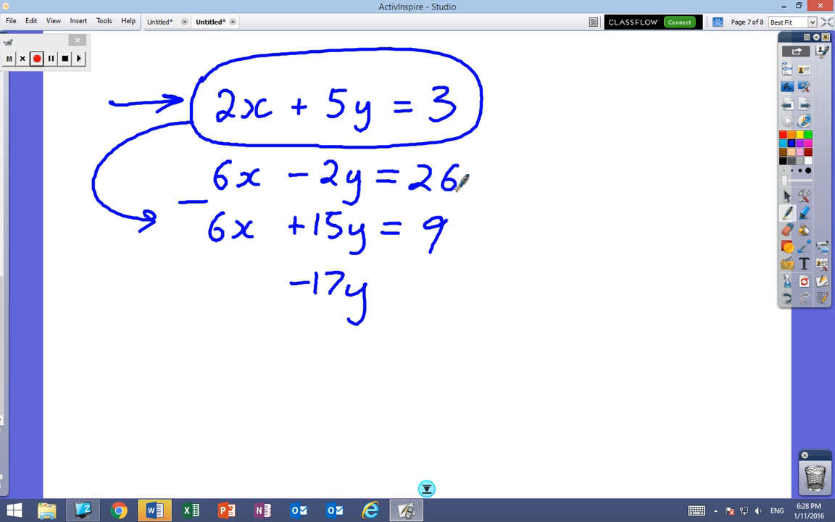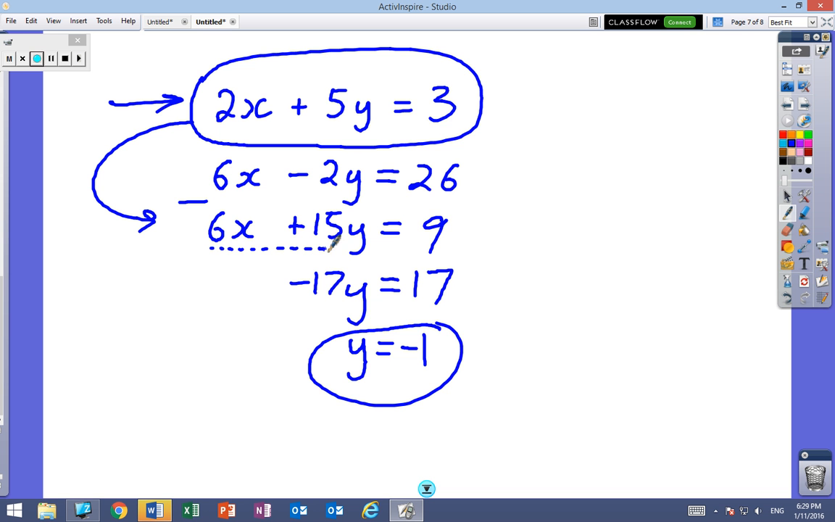And 26 minus 9 is, funnily enough, 17. Divide both sides by negative 17 and I get y equals minus 1. The hardest step here, all the rest is the same stuff, you're just solving simultaneously, but we first had to multiply this so that this equation here had the same size x's. Now we've got our y equals minus 1.